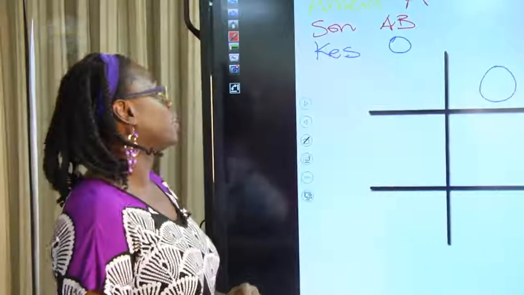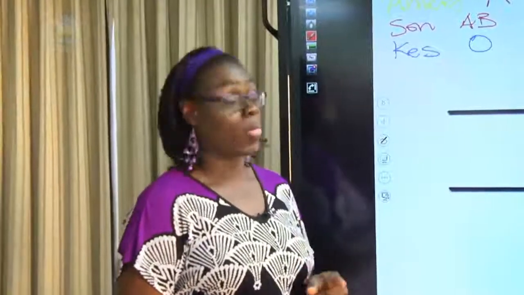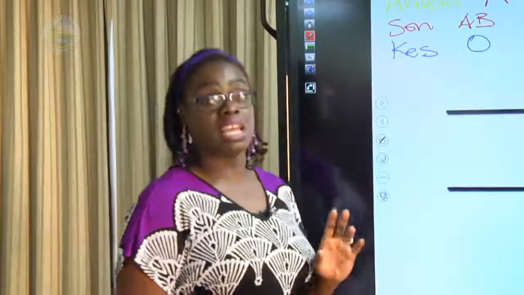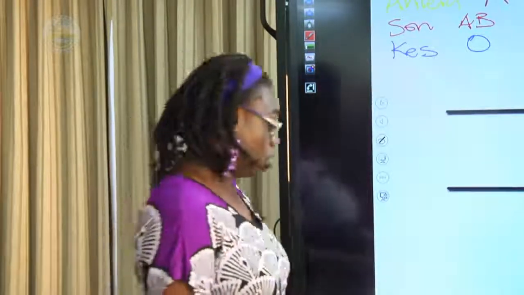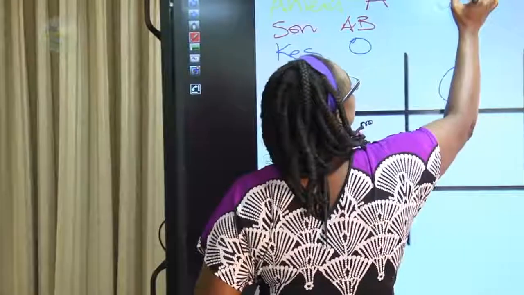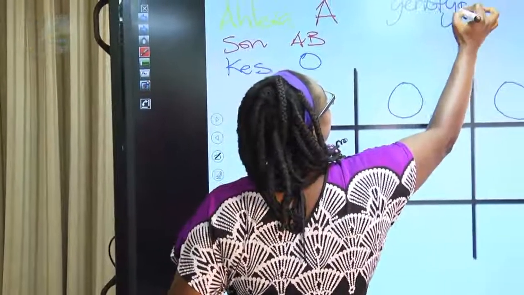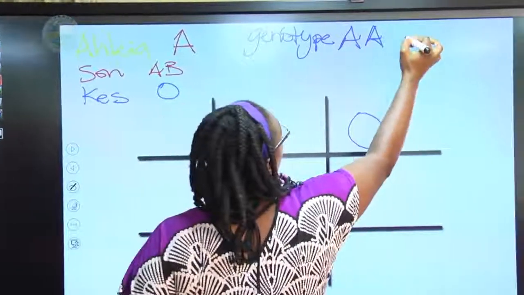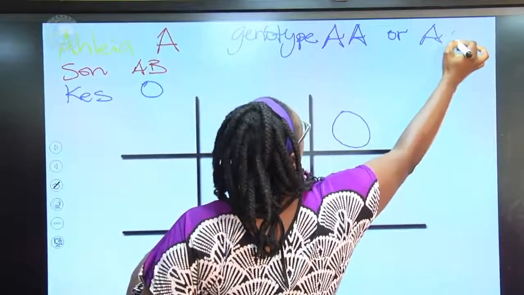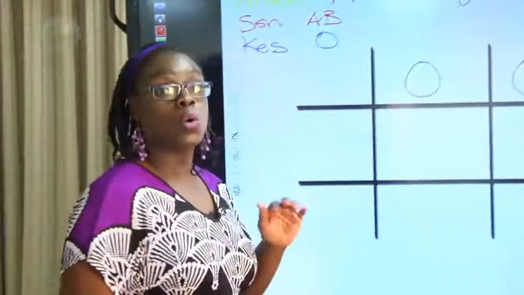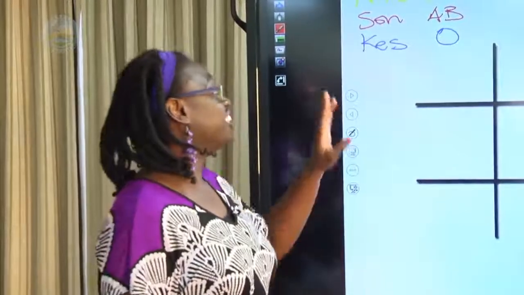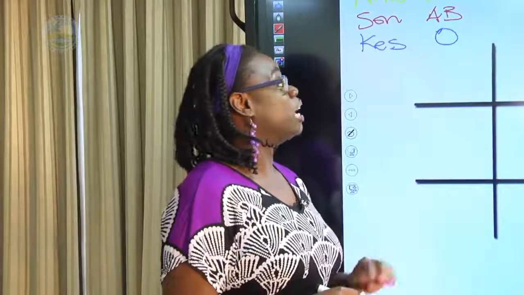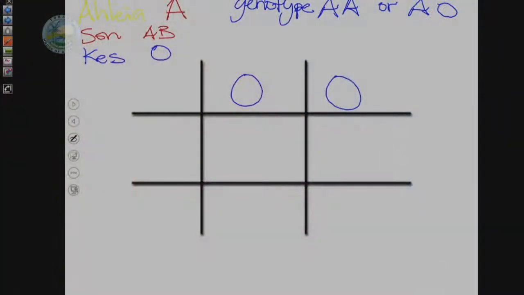Now Aaliyah has blood type A. There are two options for her genotype: it can either be AA or AO. Those are the only possibilities she can have to have a phenotype of blood group A. So let us look at both of them and see if Kes is really the father of her child.